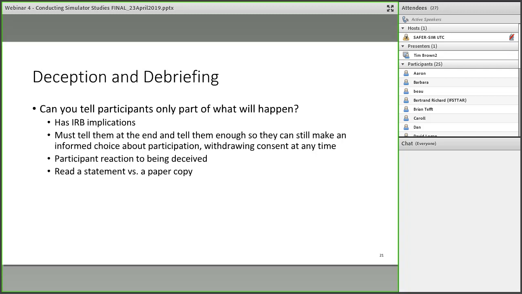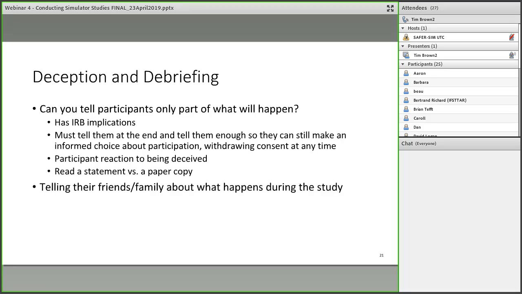If they wind up being in a crash, they may take it out on you in terms of being unhappy with you. One of the concerns anytime you have to use deception is that they tell their friends or family about what happens during the study. We often ask participants to not share details of the study until it's over, so we generally give them a date. If we were doing a study that ended at the end of May, we may tell them not to share any details on the study until the middle of June, just in case it runs over.